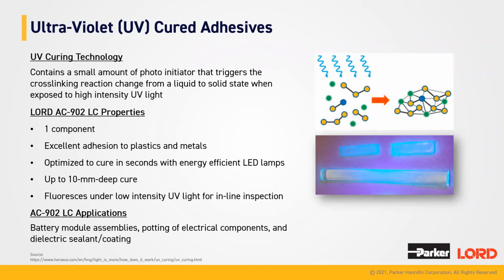It also fluoresces under high intensity UV light so that you can ensure that it is actually applied where you need it to be during your manufacturing process. That's a cool little feature, and you can see it in the image to the right on the bottom there. It glows, which is pretty neat. AC 902 LC applications are oftentimes electric vehicle battery module assemblies, and it can also be used in general battery module assemblies. It can be used as a potting for electronic components, as well as a dielectric sealant or coating.